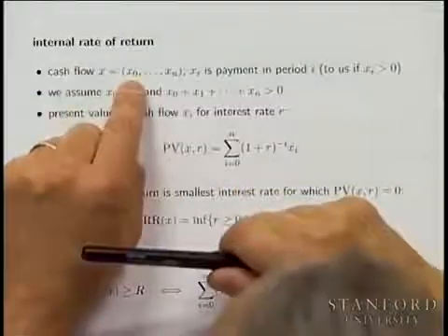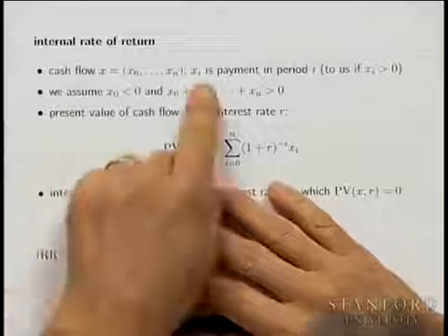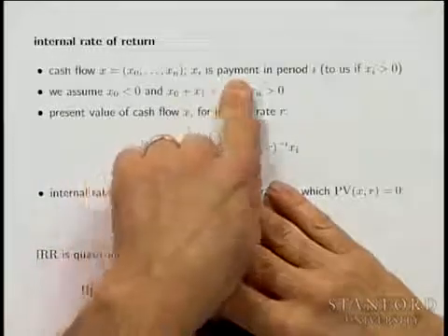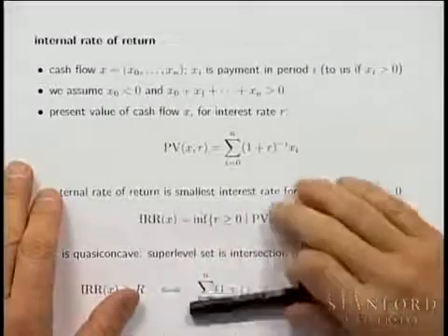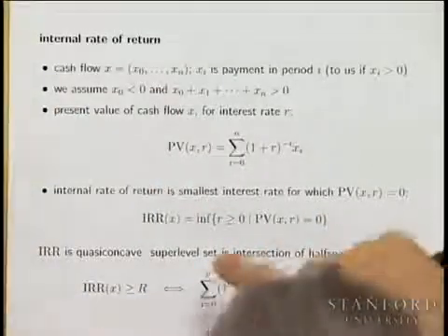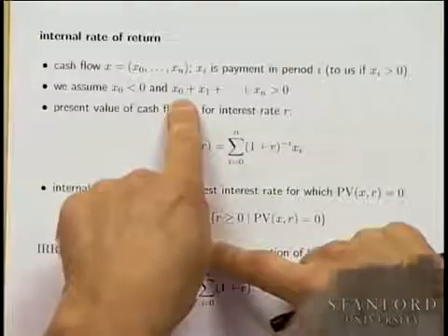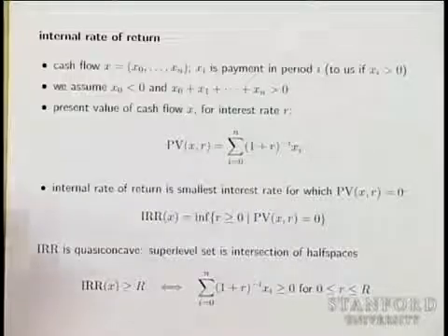Okay, so let's look at one that's not trivial, just for fun: the internal rate of return. Here I have a cash flow sequence, x0 up to xn, where xi is a payment in period i, and positive means it's a payment to us. We'll assume that x0 is negative, meaning we pay out at period t equals 0, and that the sum of all of these is positive. So I guess that's what we call a good investment.